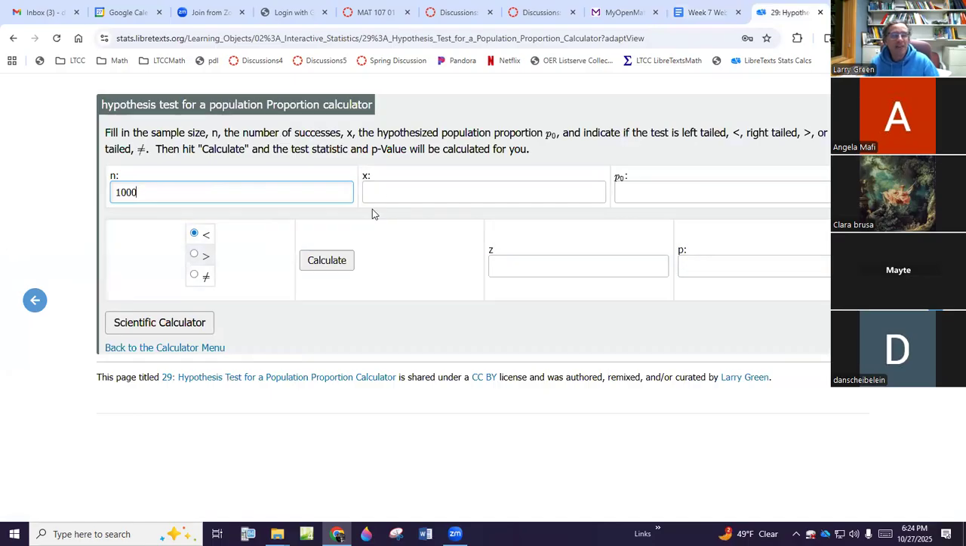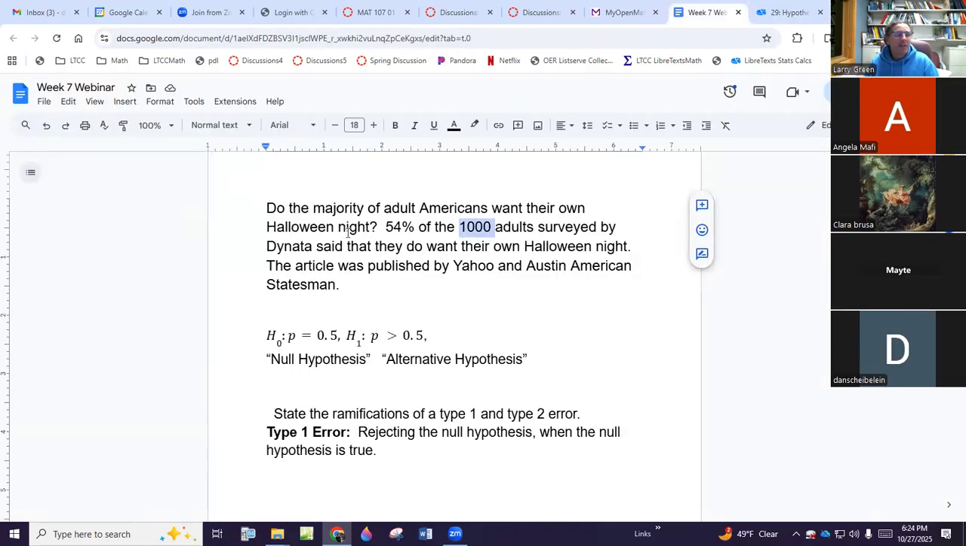Then it asks for x. X is just like in the confidence intervals, it's the number of adults who said yes to the survey question. How many adults said yes? Hopefully you can do this without a calculator. I mean, just how many adults said yes. That's actually a pretty easy thing to look at. How many adults said yes?